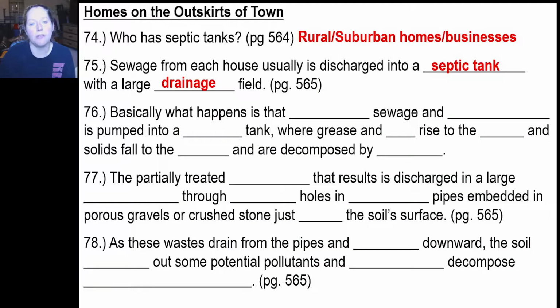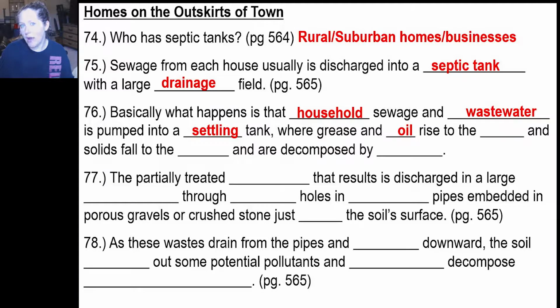Go back to your homes on the outskirts of town. So basically what happens is that your household sewage and wastewater is going to be pumped into what kind of tank? Septic tank. And what's going to rise? Grease and oil goes to the top, and the solids are going to go to the bottom, and bacteria is going to come by and decompose it.